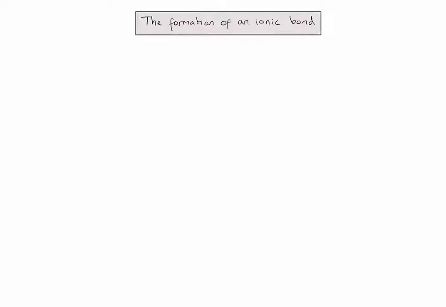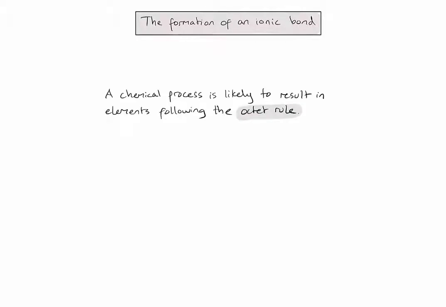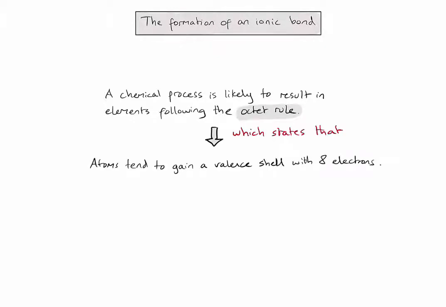Before considering the process of ionic bonding specifically, it's worth remembering that chemical processes are likely to result in elements following the octet rule. This is a general rule that states that atoms tend to gain a valence shell with 8 electrons after a process has been completed. We'll come and visit this again shortly.